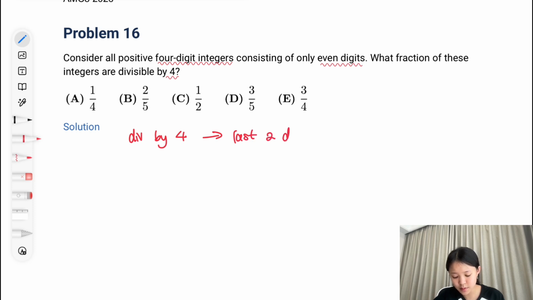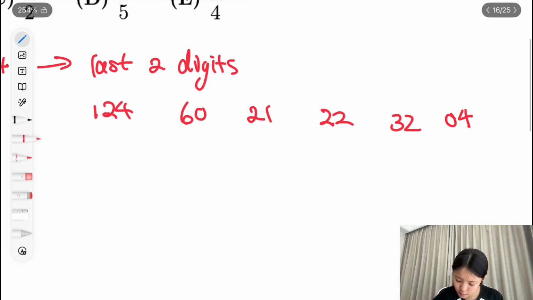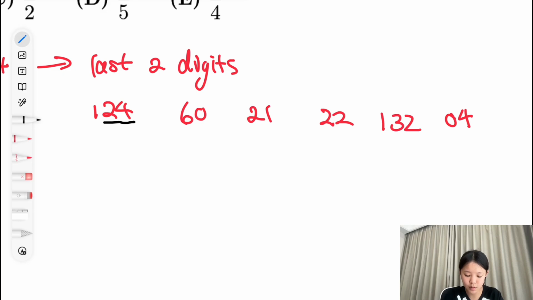So what this means is basically, if we look at some examples, I'll give out some numbers like 24, 60, and then 21, 22, 32, and 04. So if we look at the first one here, we know that 24 is divisible by 4, as 24 is 4 times 6, right? So this makes the whole number as a whole divisible by 4 as well. And if we verify that, 124 divided by 4 is 31. So that means that it works, right?